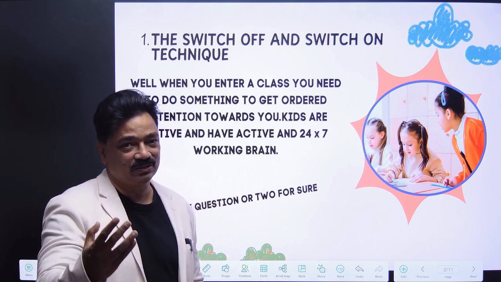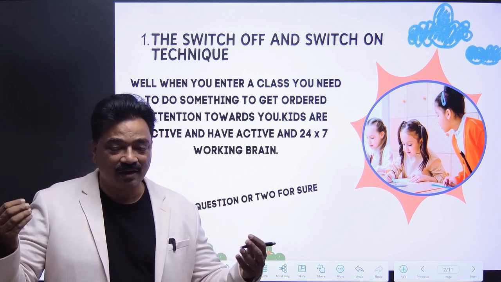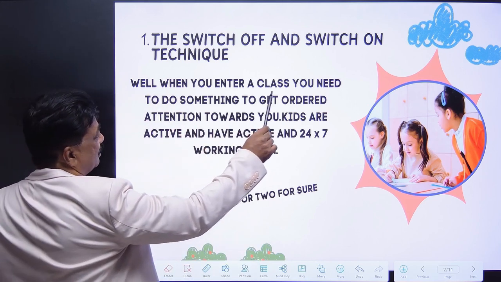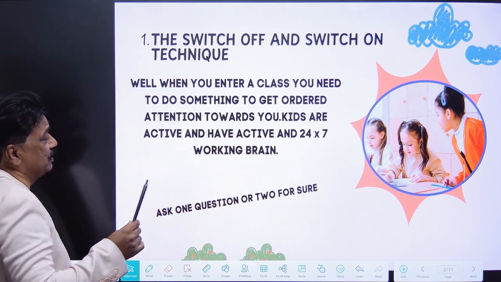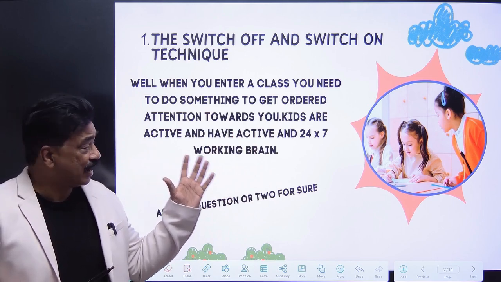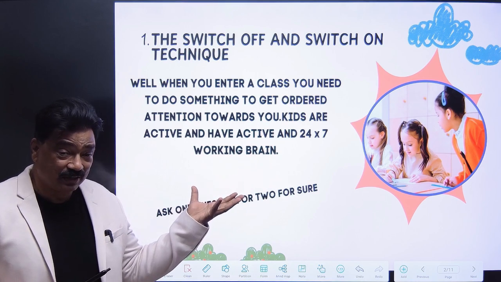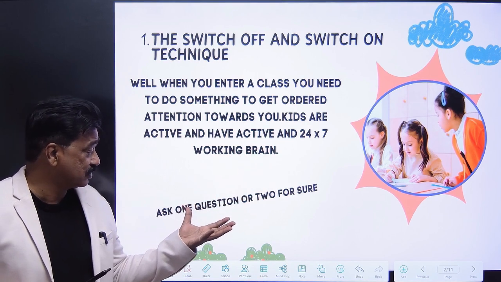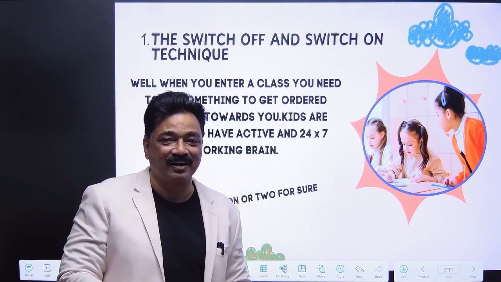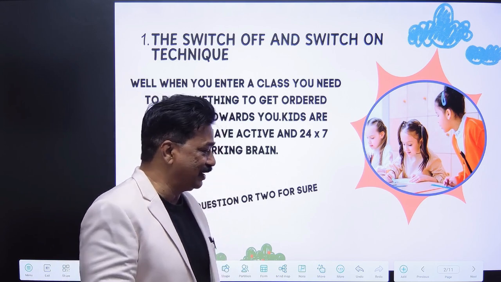You throw a question to them, and as soon as you engage them, you see they will start getting attracted towards you. What I have written is, when you enter, you need to do something to get their attention towards you. Kids are active and have a 24 into 7 working brain. So you can ask a question or two. Are you still thinking about those two different numbers which have the same product and same sum? Maybe later on you can do that as teachers.